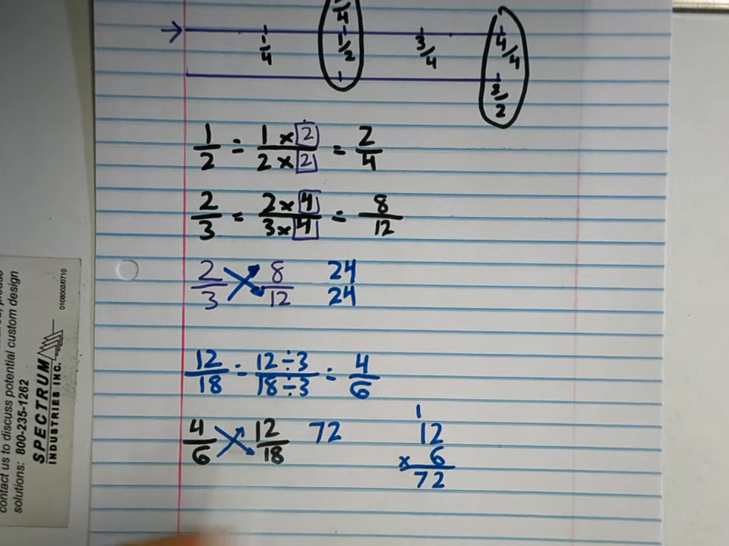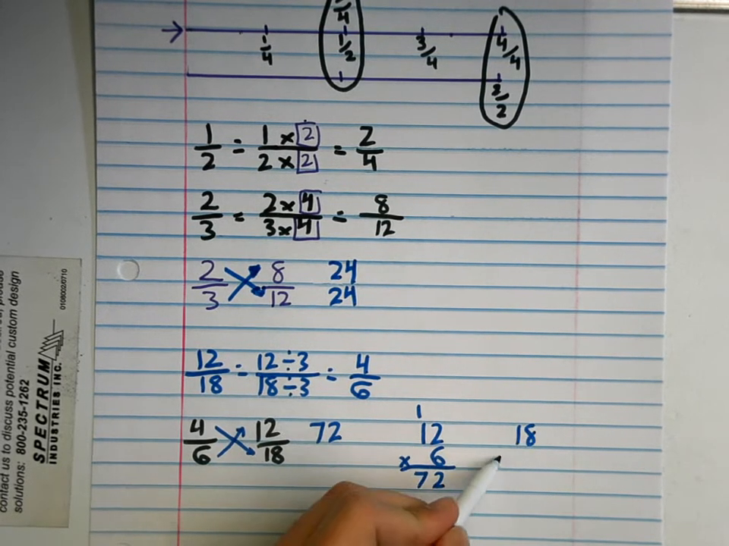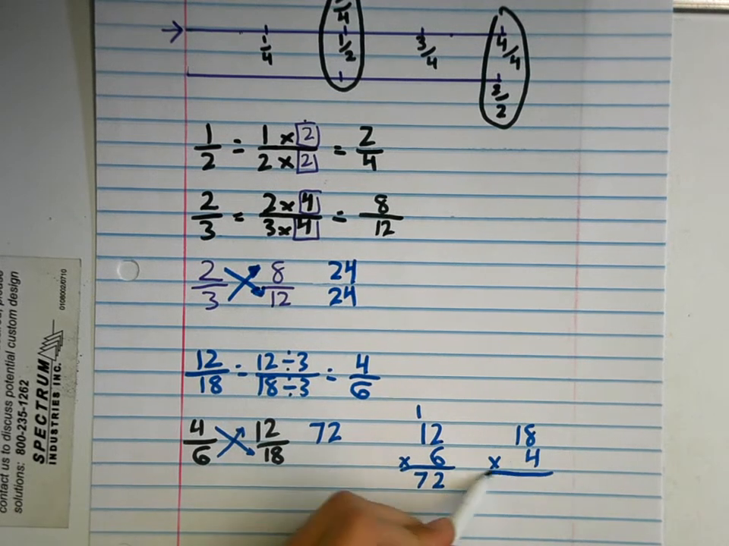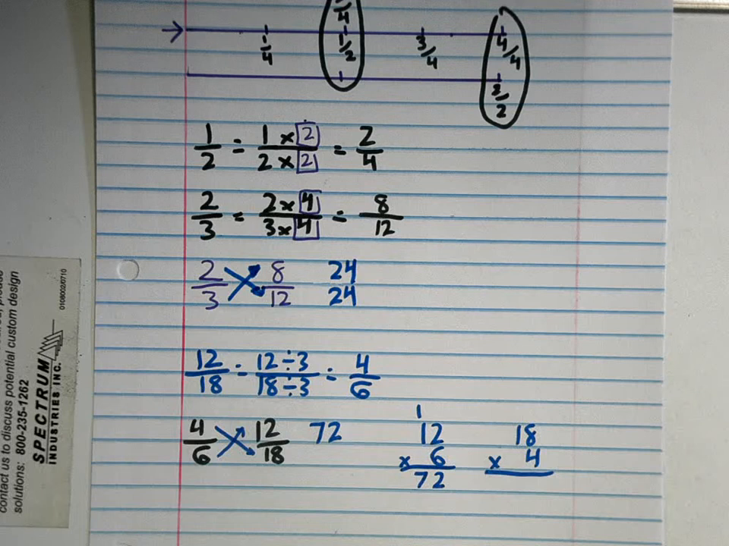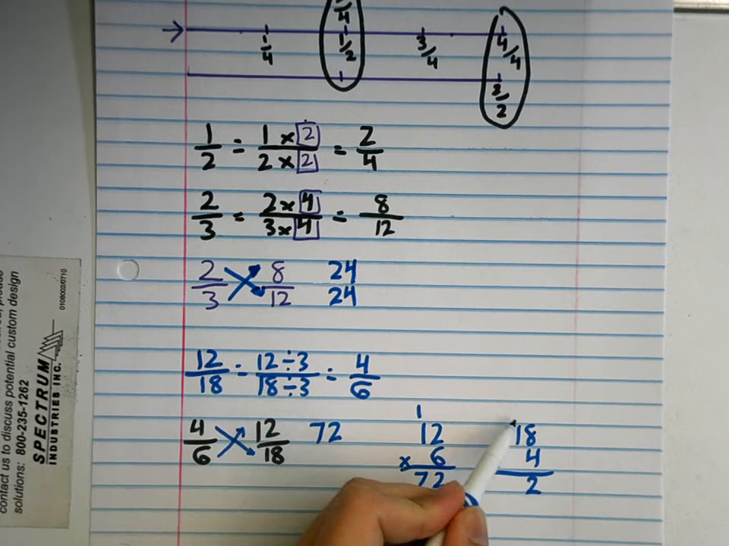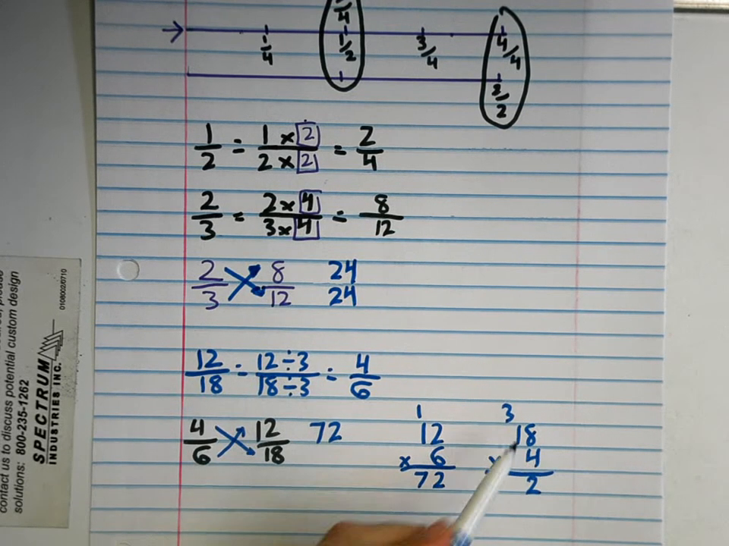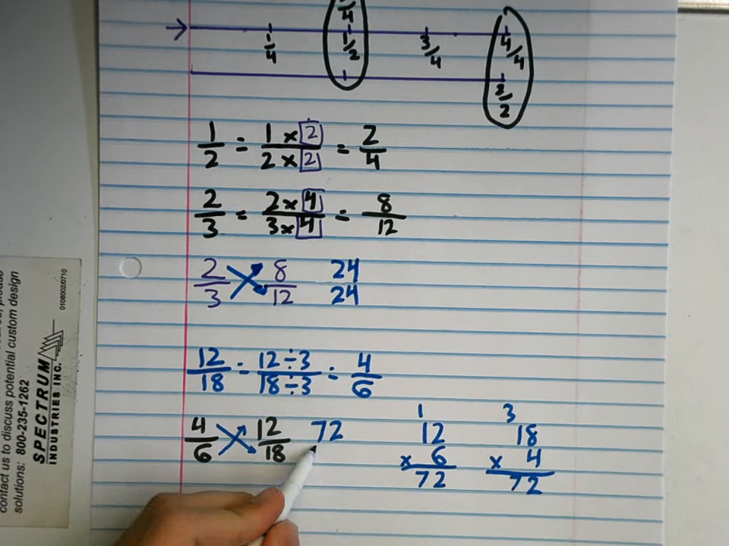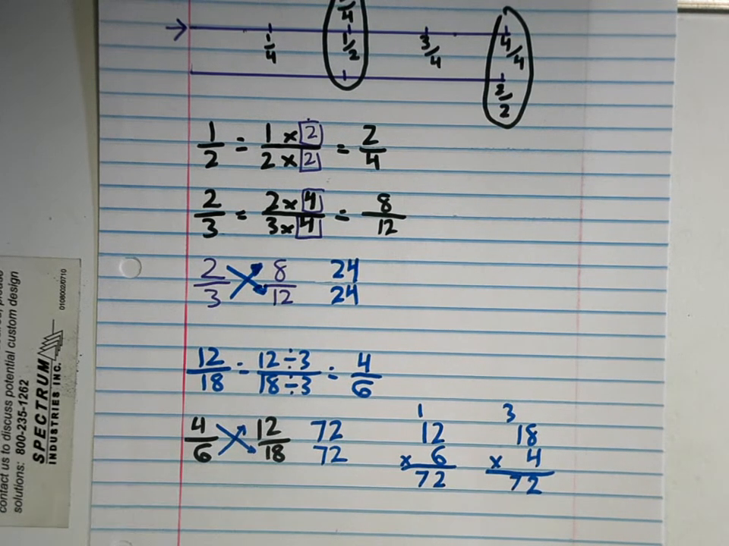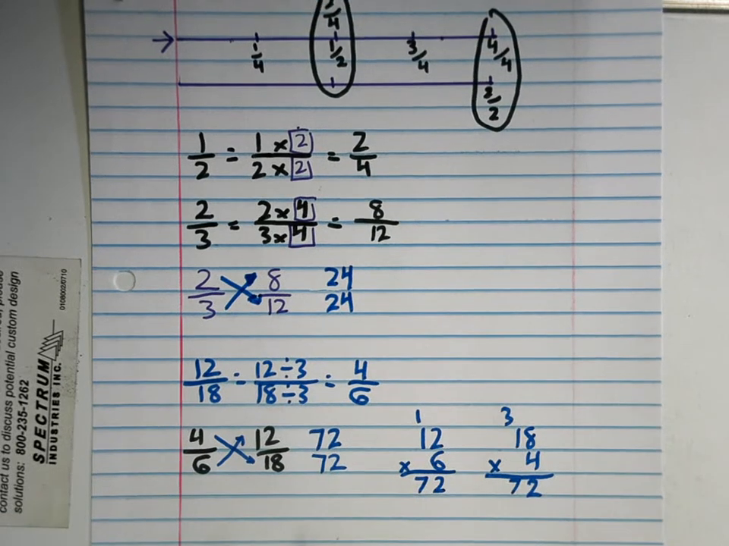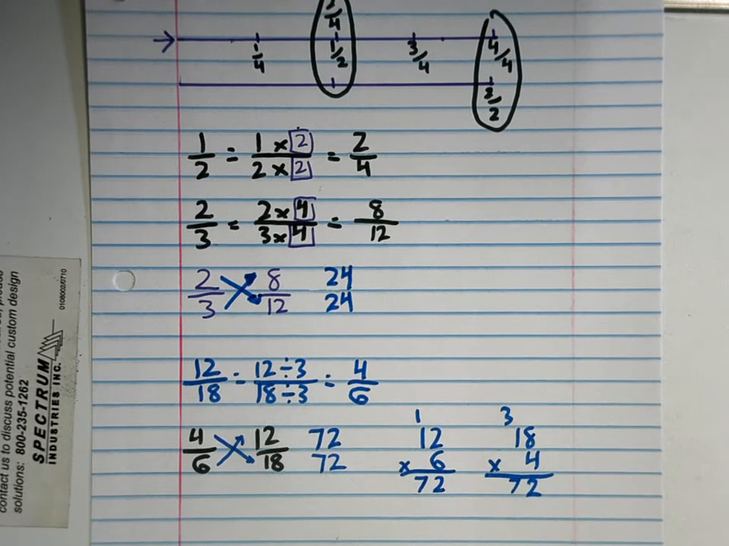Now I'm going 18 times 4. 4 times 8. What is 4 times 8? 32. I put my 2 down here, my 3 up here. 4 times 1, that's 4. Plus 3 more is 7. That's also 72. Are both of these equivalent fractions? Yes.